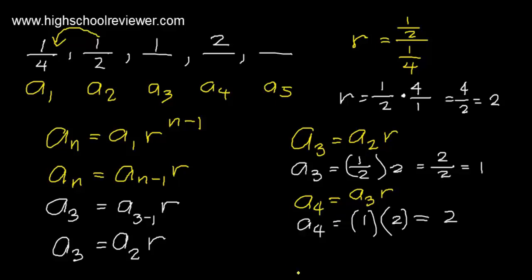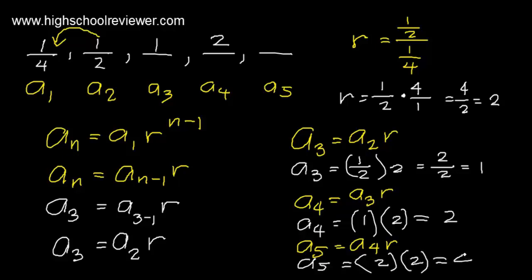Let us now solve for a sub 5. So a sub 5, again, this will just be a sub 4 multiplied by r. And then let's substitute the values. So a sub 5 will be equal to, our a sub 4 is 2, and multiply this by r, which is positive 2. So 2 multiplied by 2 is positive 4. So our a sub 5 is positive 4. We now have the values for a sub 3, a sub 4, and a sub 5.